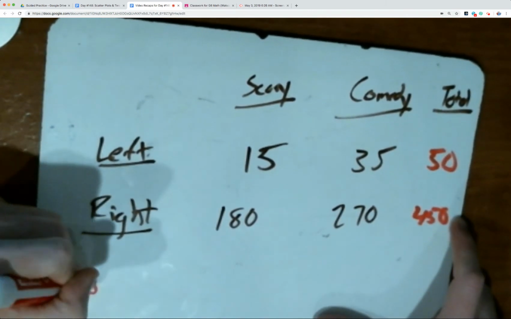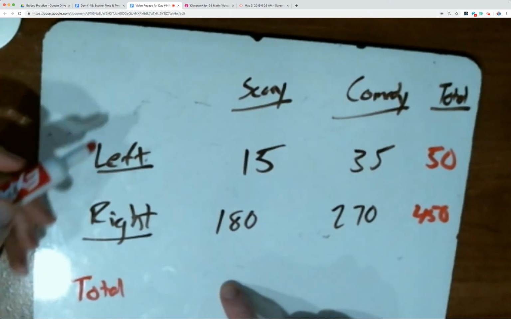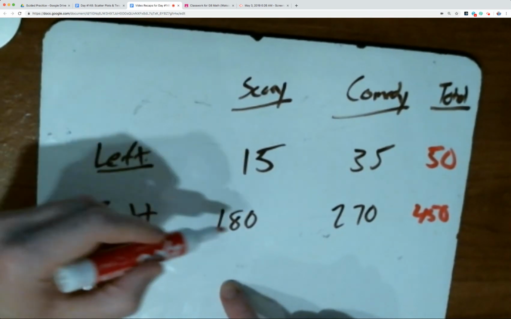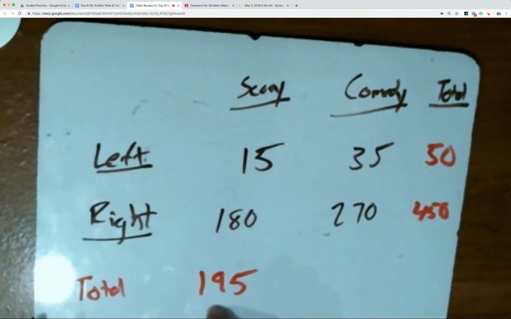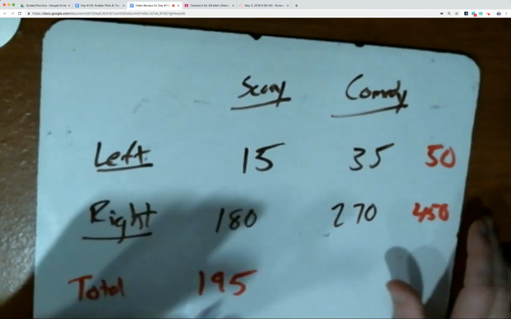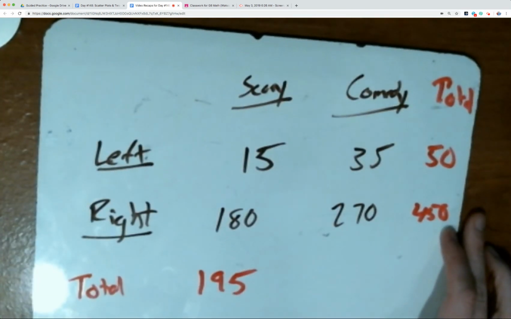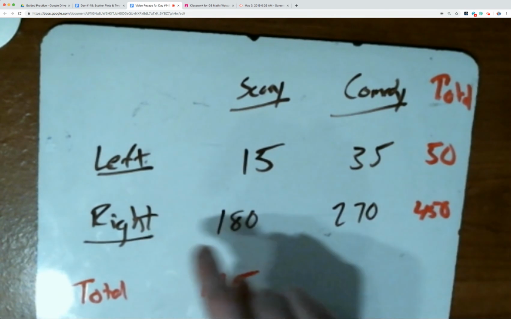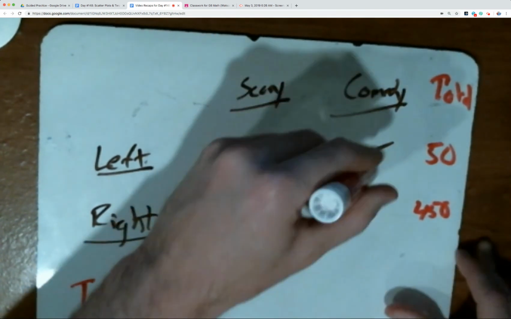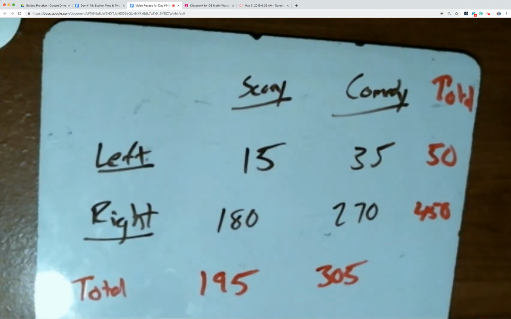We also might want to know the total number of people who watch scary movies. There are 15 lefties who like scary movies, 180 righties. So if we add that up, we know in total there's 195 people who prefer scary movies. And for comedies, 35 lefties like comedies, 270 righties. So the total number of people who like comedies is 305 people.